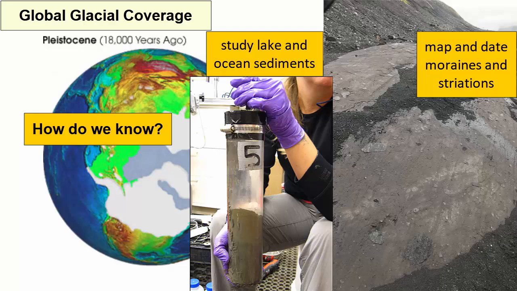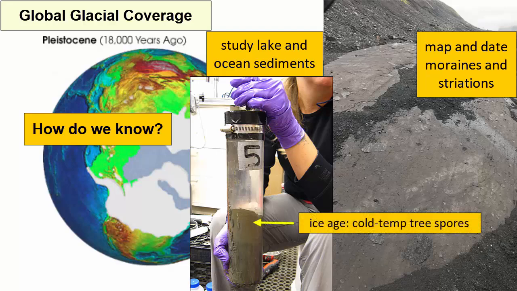One of the major impacts of ice ages and a cooling planet is migration of flora and fauna. In lake sediments, we see in ice age sediments spores from colder-adapted tree species. In ice age sediments in the ocean, we find shells from cold water species taking the place of what used to be warmer water species.